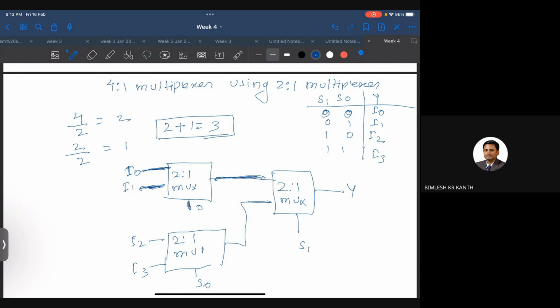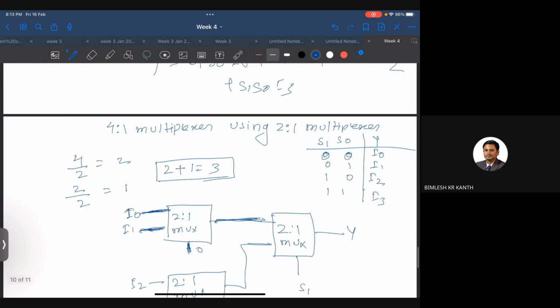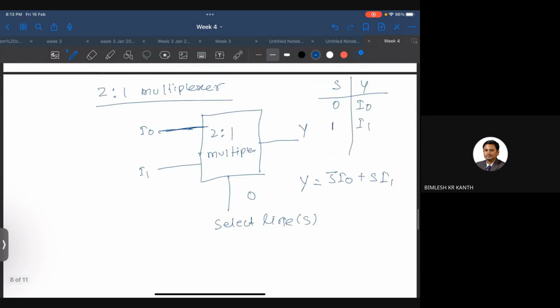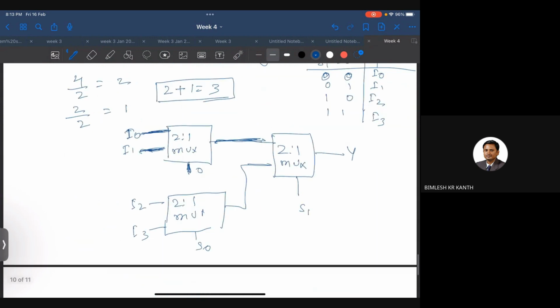So then I0 will be selected, correct? You can see that when its select line is 0, then I0 is selected, right? When select line is 1, I1 is selected, right? Correct. So to select I0, we have to put 0 here.